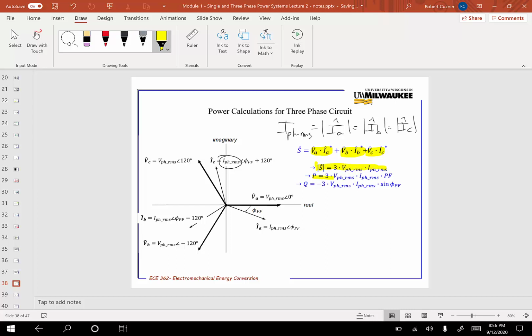The power is the S magnitude times the power factor. And the reactive power would be that volt ampere magnitude times the sine of the power factor angle. Since these 3 loads are balanced, they all have the same power factor angle.